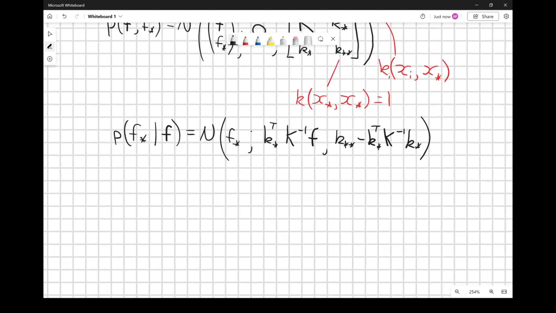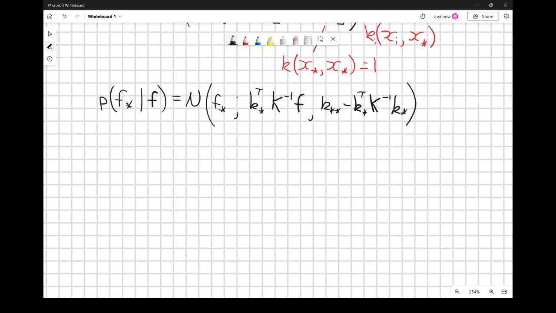I'm not going to derive that. You can get it from closed form solutions from lots of different textbooks. But the point is that this conditional distribution is also Gaussian. So it almost looks as though we have what we need. We have the probability of f star given f. But you have to remember that f isn't actually what we observe. What we observe is y.